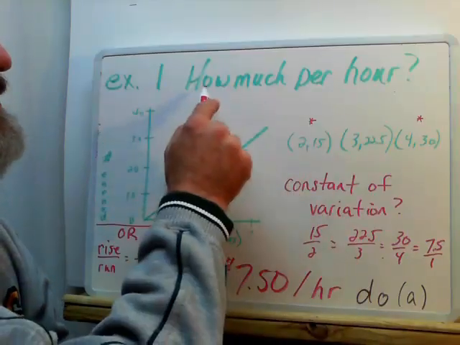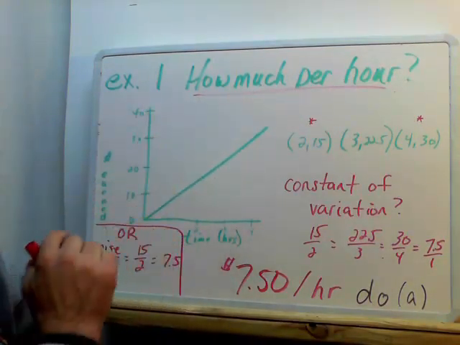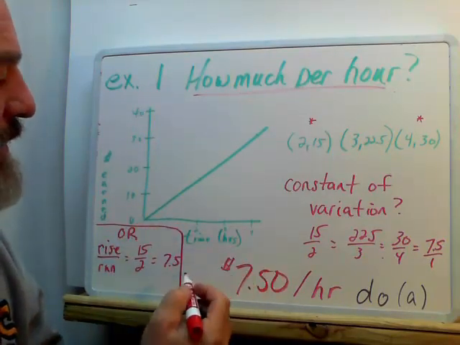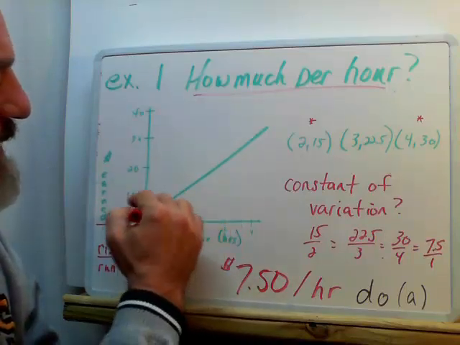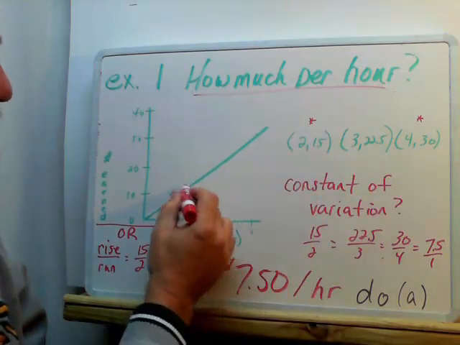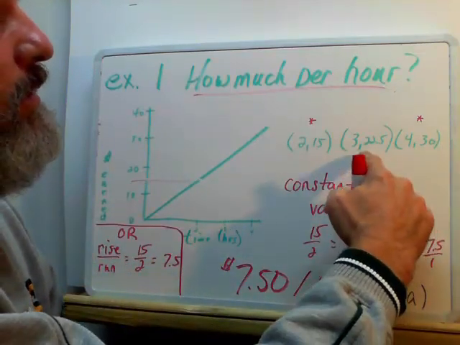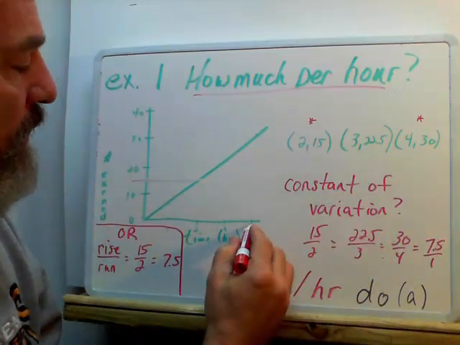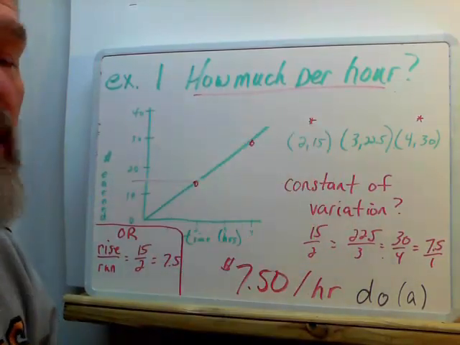Example number 1. So the question is how much per hour in the problem. So we have the money earned on the y-axis, vertical axis. On the horizontal axis, we have the time in hours. So some of these it's not real easy to see exactly, but they do talk about the points of 2 and 15. So if you look at 2, and you can see in the book that it goes through 15, and 3 and 22 and a half, you would probably not be able to read it to 22 and a half, but 4 and 30, and 2 and 15 are pretty easily read.